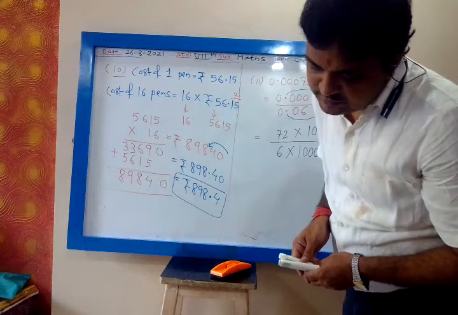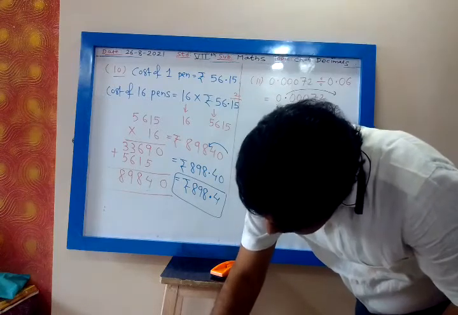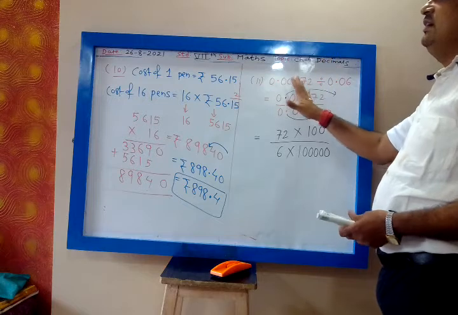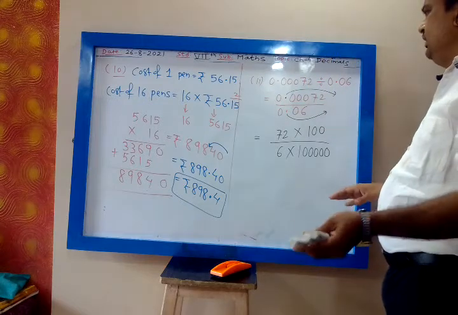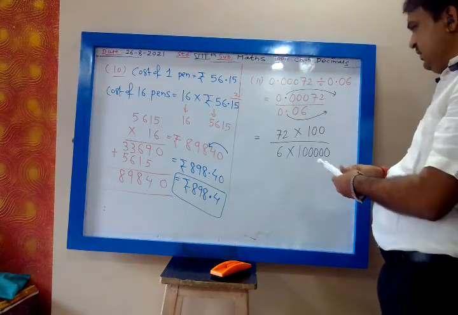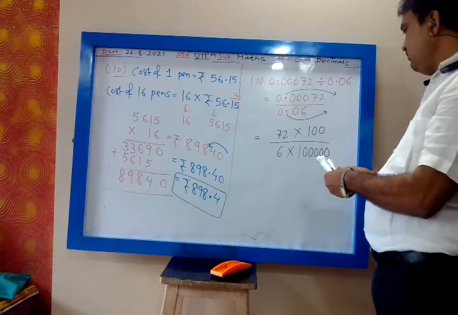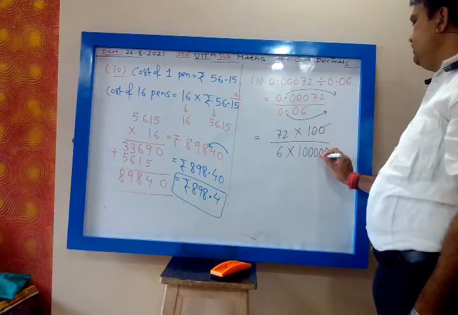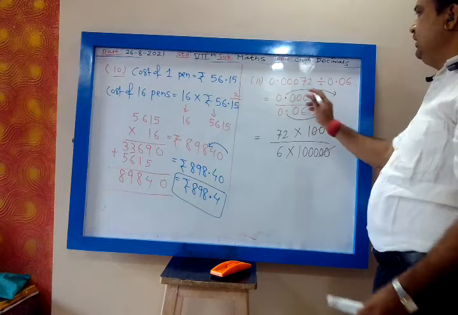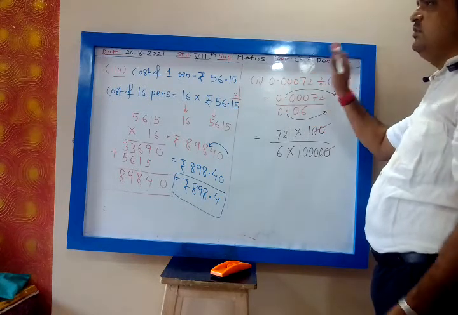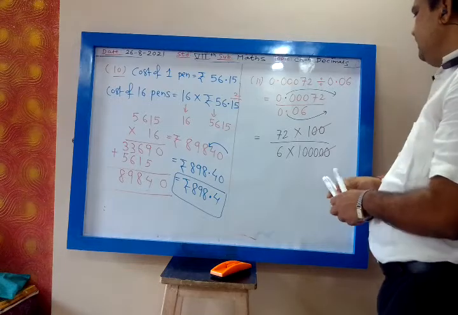In the question it is given 0.0072. I have taken 0.00072, no problem. In the question it is given 2 zeros. Now you cancel them. 2 zeros get cancelled, 2 zeros get cancelled. In the textbook there is 0.0072. I have taken 0.00072. It does not matter. The working method will be the same.